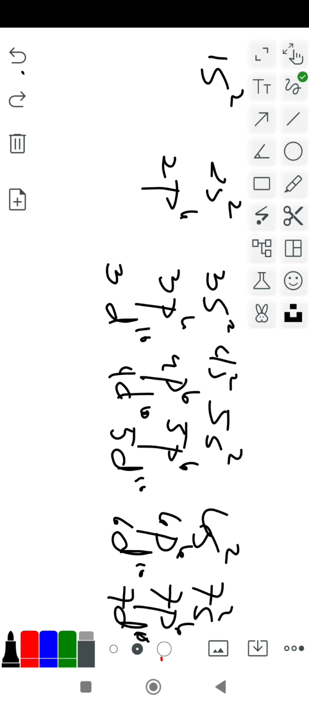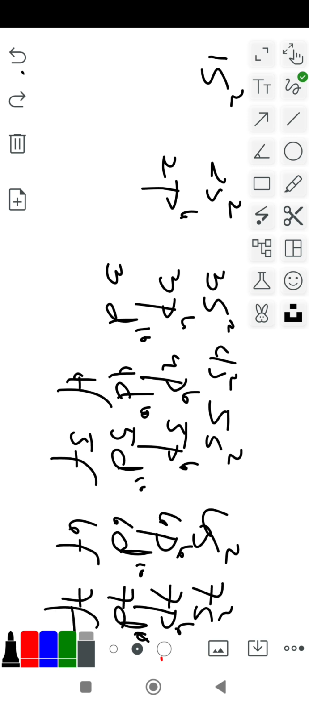The last one is F. For F, we have 5f, 6f, then 7f. F can only hold 14, so up to 14 only. It cannot exceed that. Okay, then you should use the pattern.